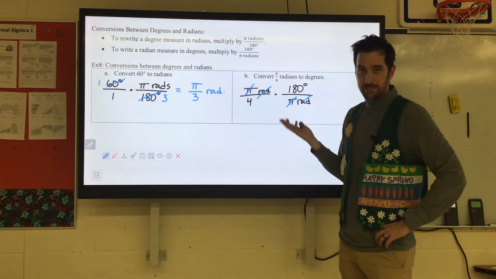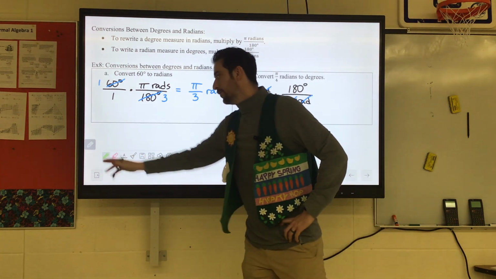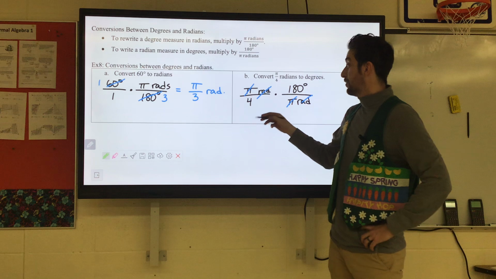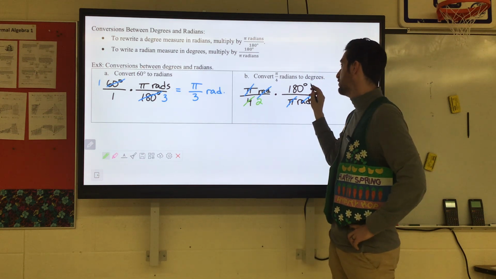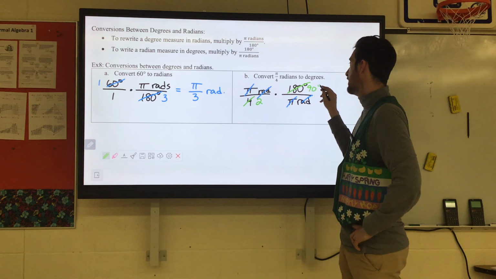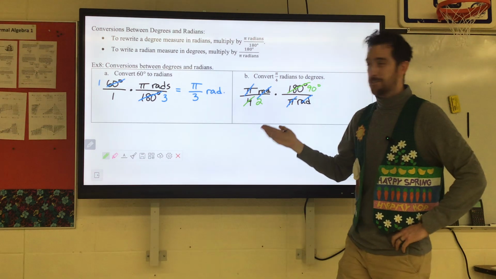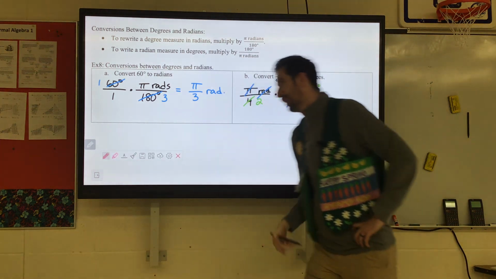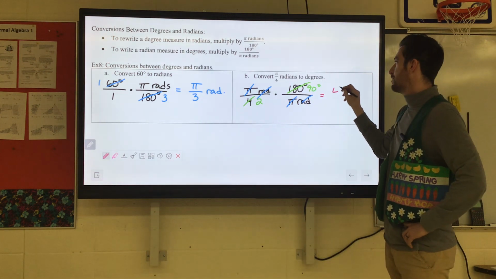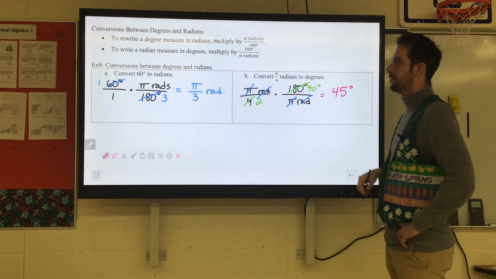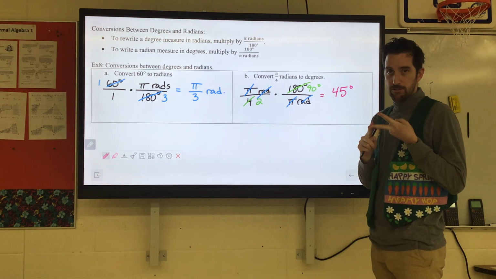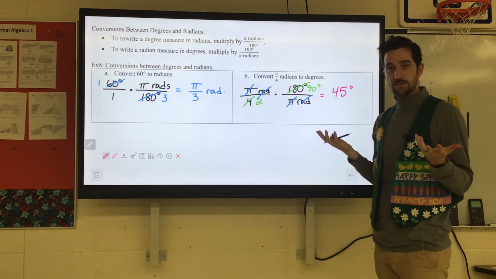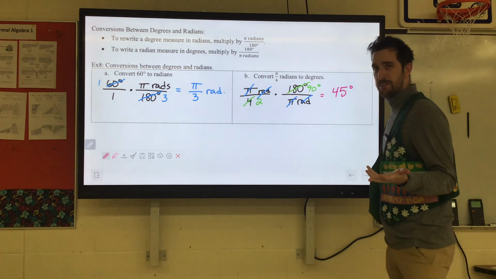So basically, we just have to do 180 degrees divided by 4. If you want, you're like, hey, they're both even. I could cut them in half. Half of 4 is 2. Half of 180 degrees is 90 degrees. And then it might be easier to do 90 degrees divided by 2. I don't know. So it just comes out to 45 degrees. That's it. Pi radians and 180 degrees is the conversion factor. Just make sure you put them in the correct spot of the fraction.